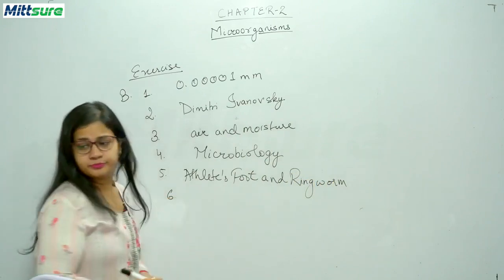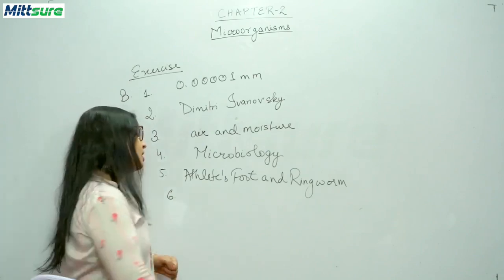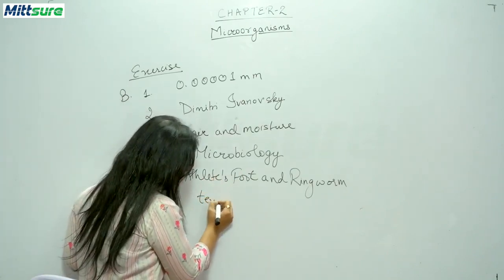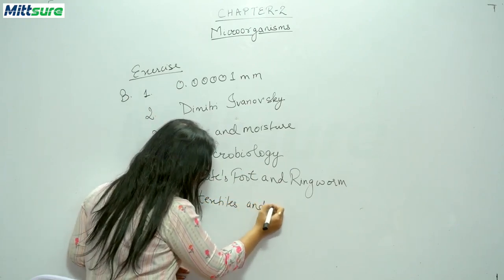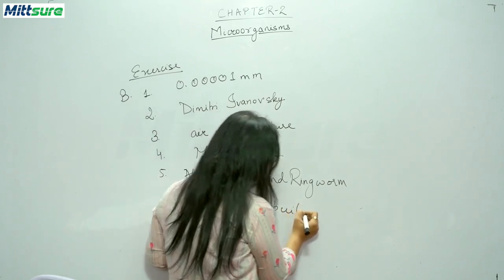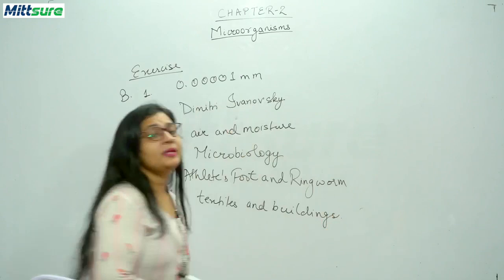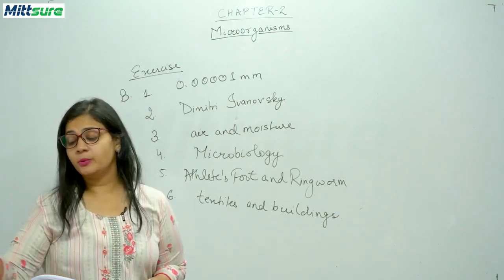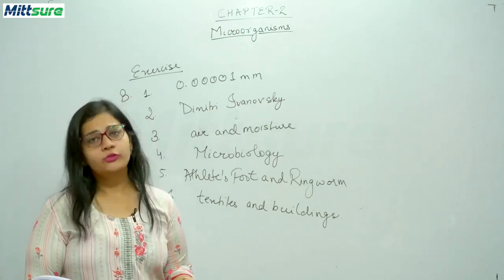Sixth, algae can damage dash and dash. Algae can damage textiles and buildings. So the answer is textiles and buildings. Okay, so this completes the B question, that is fill in the blanks with appropriate words. Now students, we will be discussing the next question, that is true or false.